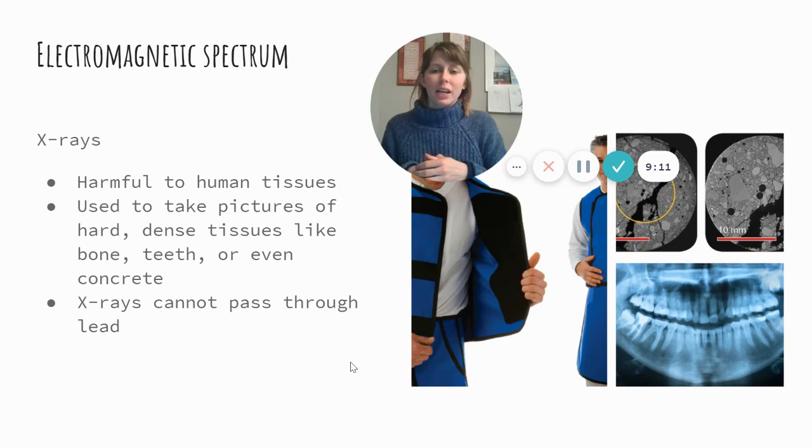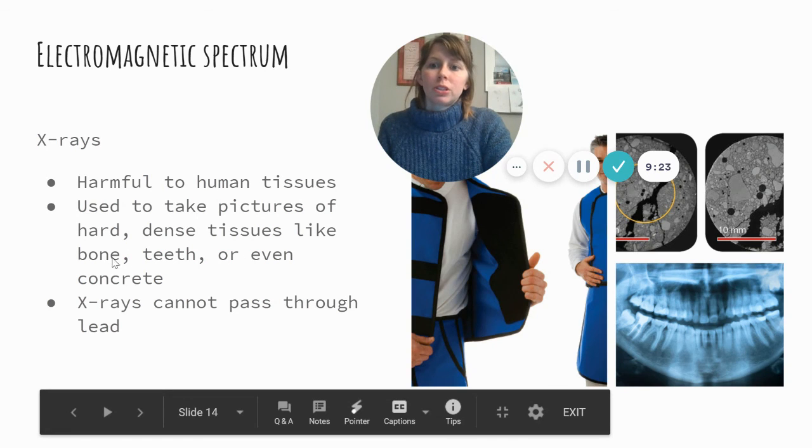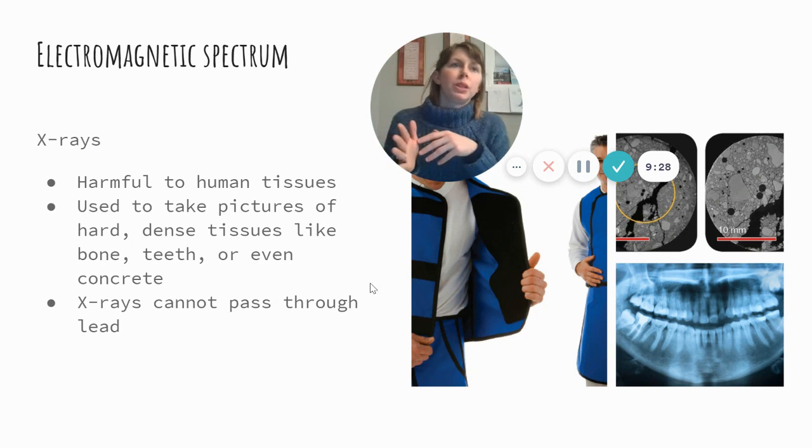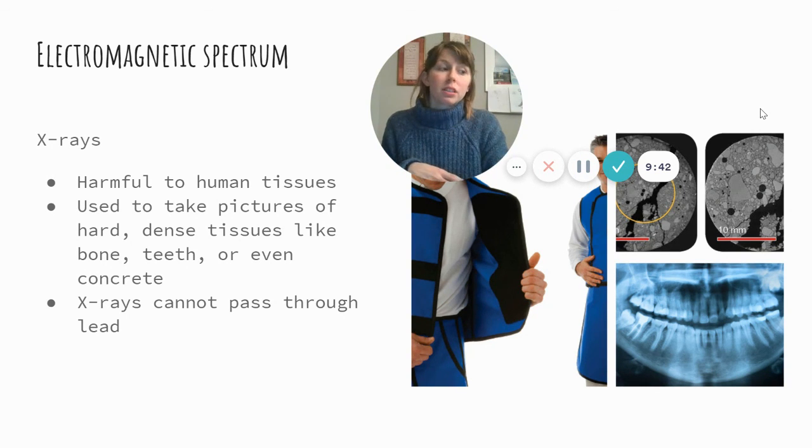So if you've ever read any Superman comic stories, Superman has X-ray vision, and one of his things is that he can't see through lead, and that's actually based on scientific facts. It's used to take pictures of hard, dense tissues, and so that's why sometimes you get an ultrasound, sometimes you get a CAT scan, sometimes you get an X-ray. It's specifically to see teeth, bone, hard tissues like that, or they can look at concrete and see if there are any cracks, because that could be very bad if there's a crack in the foundation of a building.